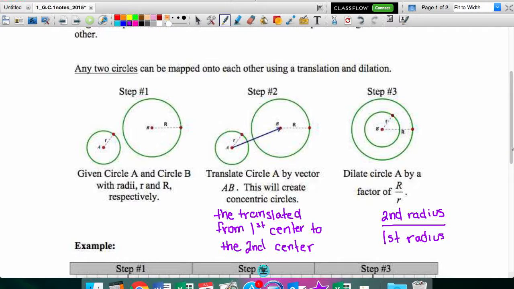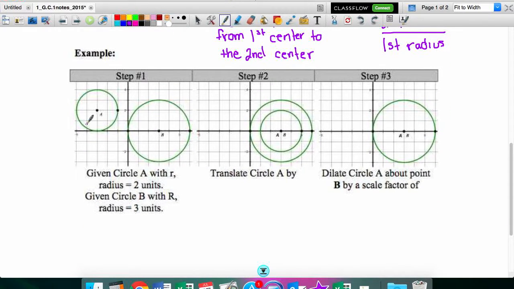So let's take a look at an example. Here we have two circles, circle A and circle B. We want to move circle A to circle B using a translation and a dilation. So the first thing we're going to do is move the center of A to the center of B. Let's take a look at how much we would have to move horizontally and vertically. It looks like horizontally we're going to move 1, 2, 3, 4, 5, 6 blocks. So we're going to add 6 blocks horizontally. And vertically we're going to move down 2, so that would be a shift of -2 in the y direction. This would make our translation vector x plus 6, comma, y minus 2.